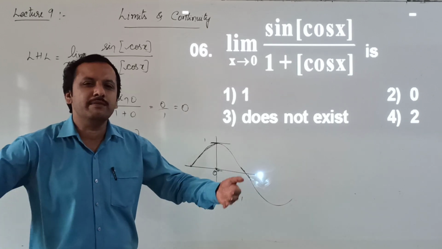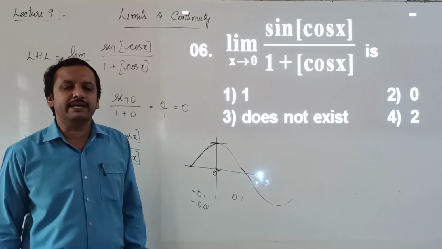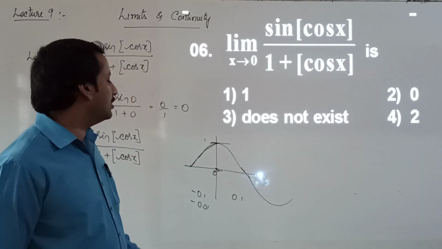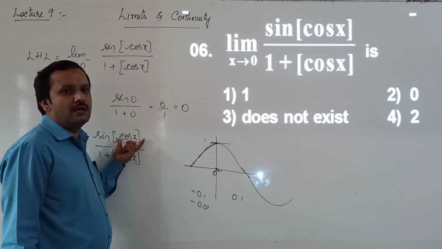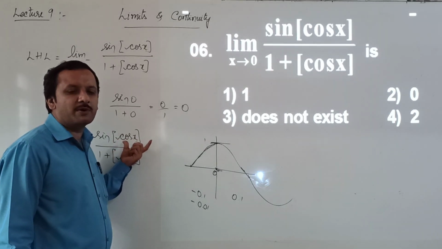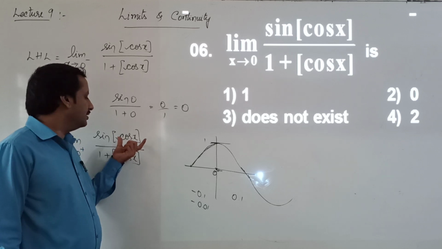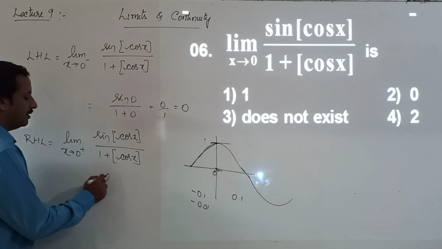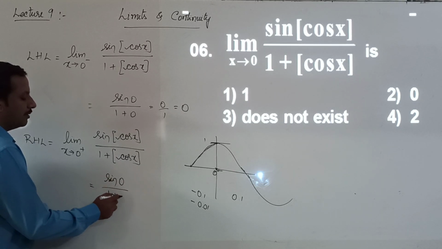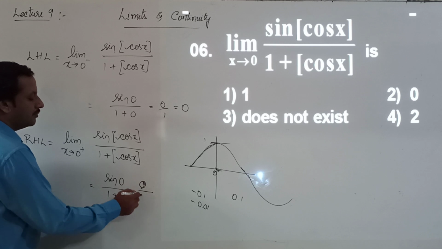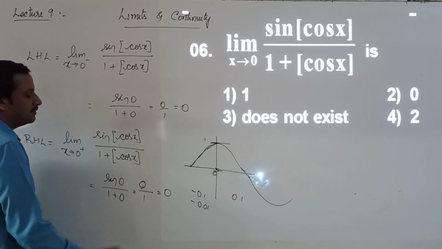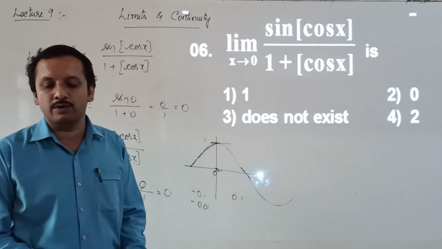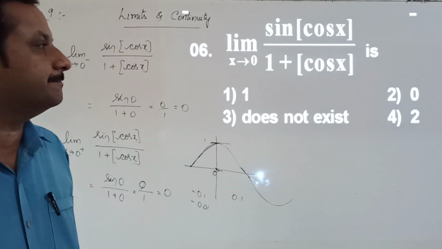When I say very close to 1 but less than 1, cos x value may take 0.9, 0.95, 0.98, 0.99, etc. All those values, I am talking about [0.9] or [0.99], [0.9999], etc. What is the value of the step function of all those? It is equal to 0. So, right hand limit will be sin 0 divided by 1 plus 0. That means sin 0 is 0, 0 by 1 is equal to 0. Left hand limit is 0, right hand limit is 0. So, limit exists and the answer is 0, which is the second option.